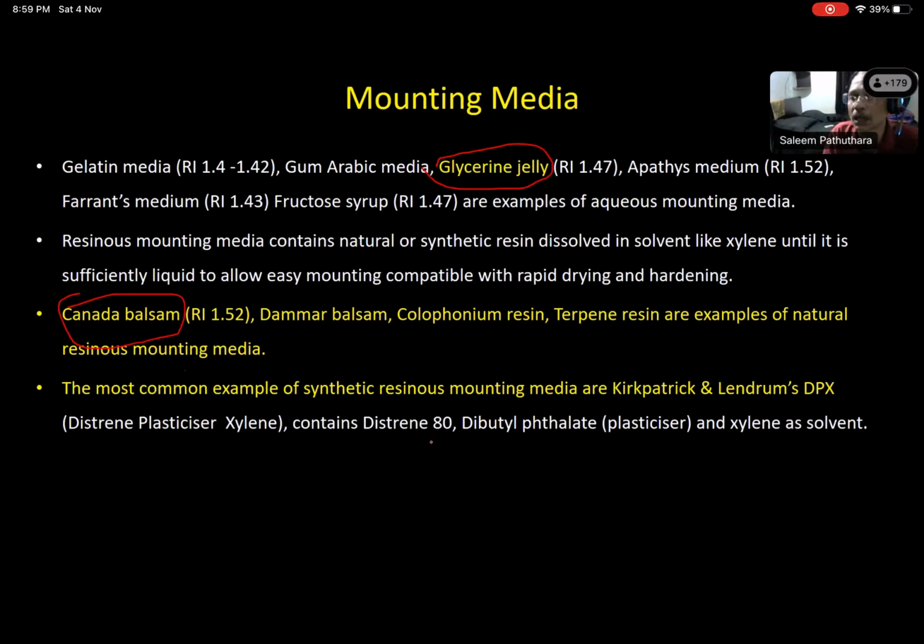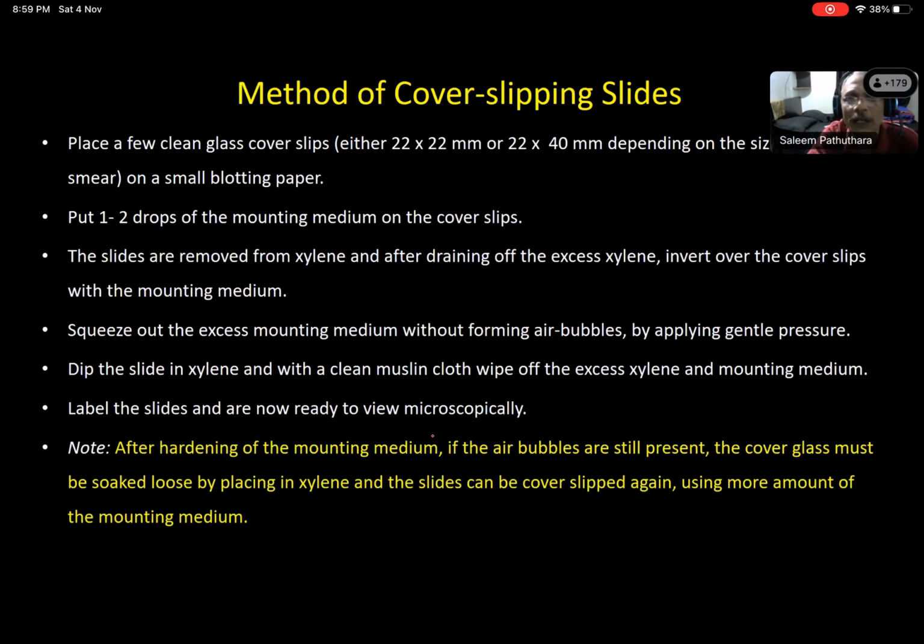D stands for DPX: distrene plasticizer xylene. It contains distrene 80, dibutyl phthalate, which is the plasticizer, and xylene is the solvent. Now we can use different sizes of cover slips, either 22 by 22 or 22 by 40, depending upon the size of the smear, and it has to be mounted without any bubbles.